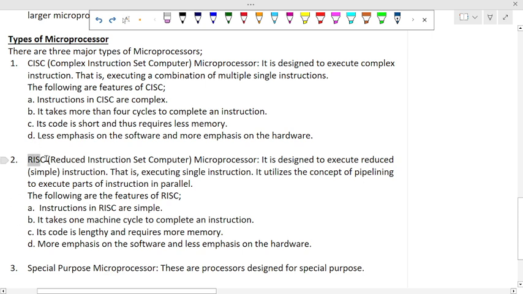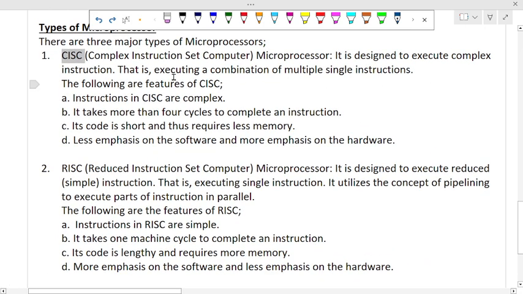Then RISC and CISC. I feel I will take these 2 together because they are like opposites. CISC means complex instruction set computer microprocessor. Now, complex is just like the name. Things with computers are just straightforward. They name the things after themselves. So it's just like the name.